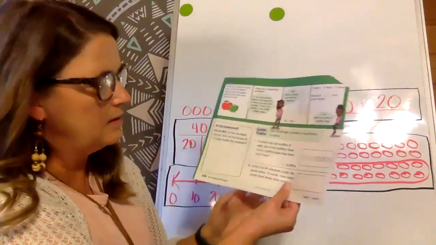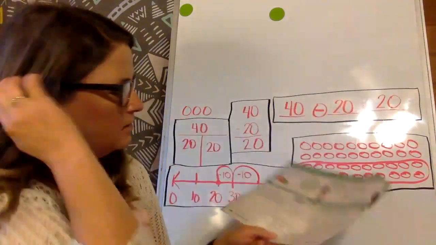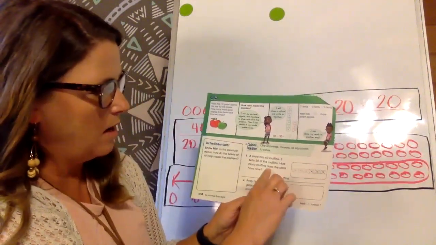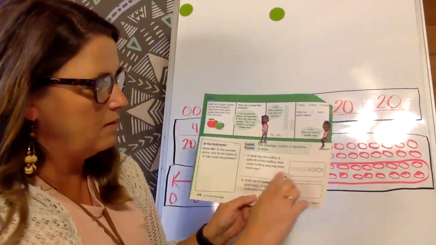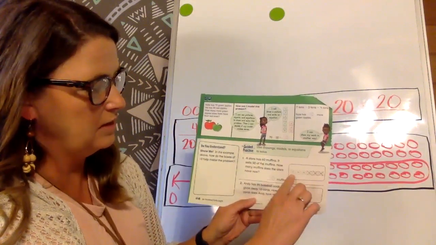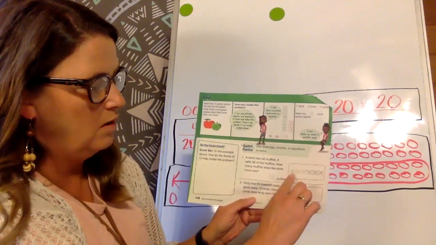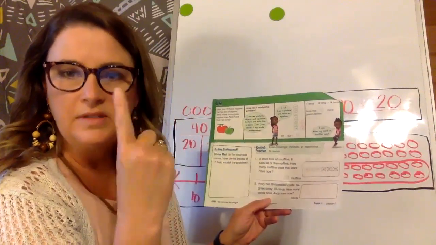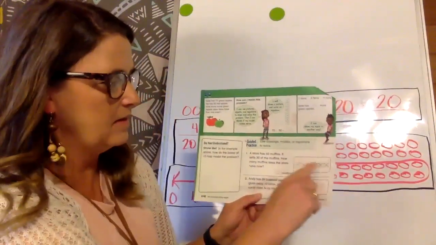It says a store has 60 muffins. It sells 30 of the muffins. How many muffins does the store have now? So they've done the boxes of 10. They started out with 60 muffins, and you can see before they exited out, they had 1, 2, 3, 4, 5, 6 boxes of 10. So 10, 20, 30, 40, 50 plus one more would be 60. So 6 boxes of 10.